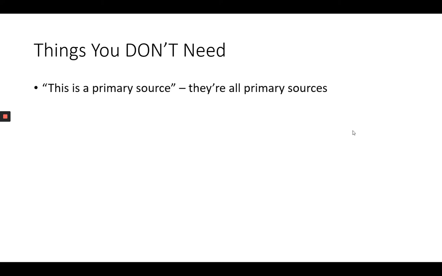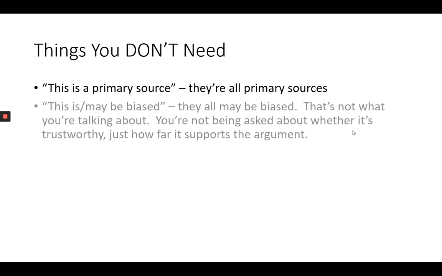Okay. What you would never say with the source is, oh, this is a primary source. For one thing, they're all primary sources. But for another thing, you're A-level candidates. Okay. You get precisely nothing for being able to point out the difference between a primary and secondary source. Another thing which gains you nil points is, ooh, this is biased, or, ooh, this may be biased. Well, they all might be biased. You know, that's the whole point.